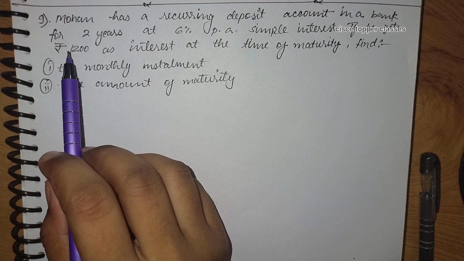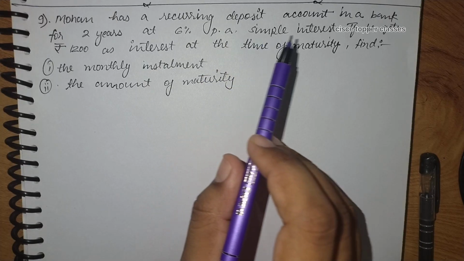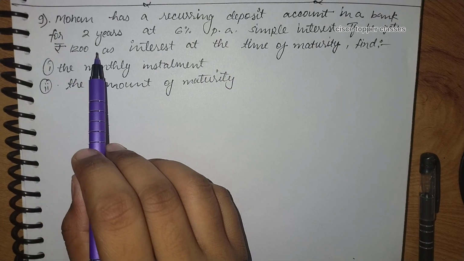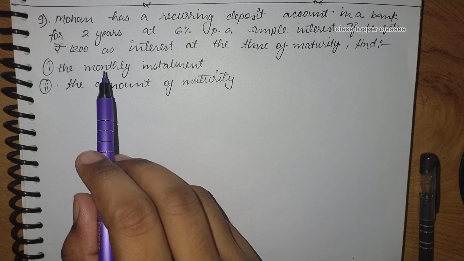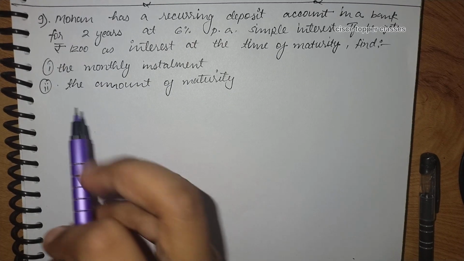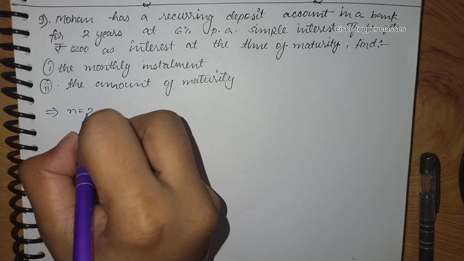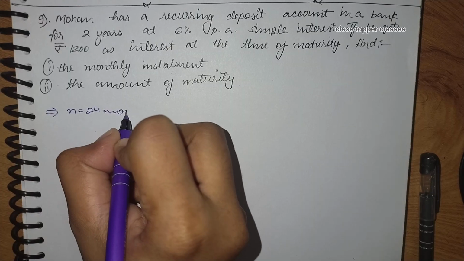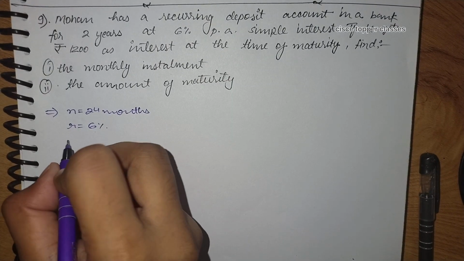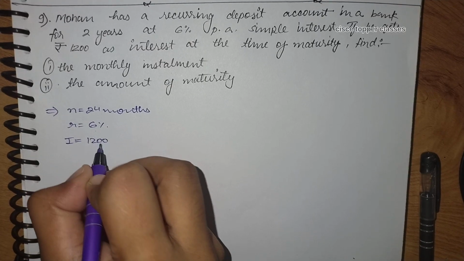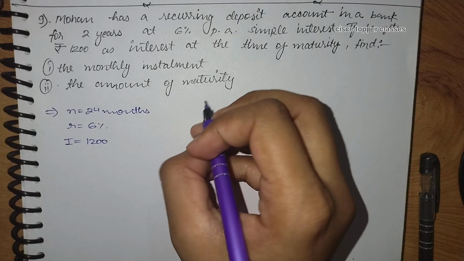Now let us solve question number 9. Mohan has a recurring deposit account in a bank for 2 years at 6% per annum simple interest. If he gets rupees 1200 as interest at the time of maturity, then we have to find the monthly installment and the amount of maturity. The given information is time is 2 years, meaning 24 months here. Rate of interest is 6% given to us. Interest is also given as rupees 1200 at the time of maturity. From this information, we have to find the monthly installment.